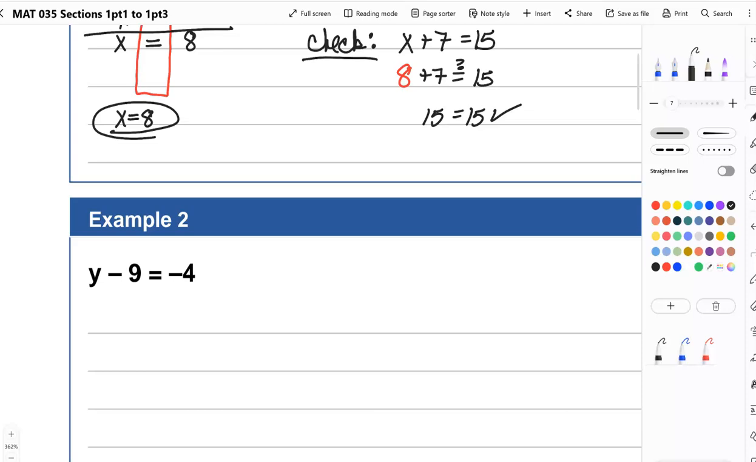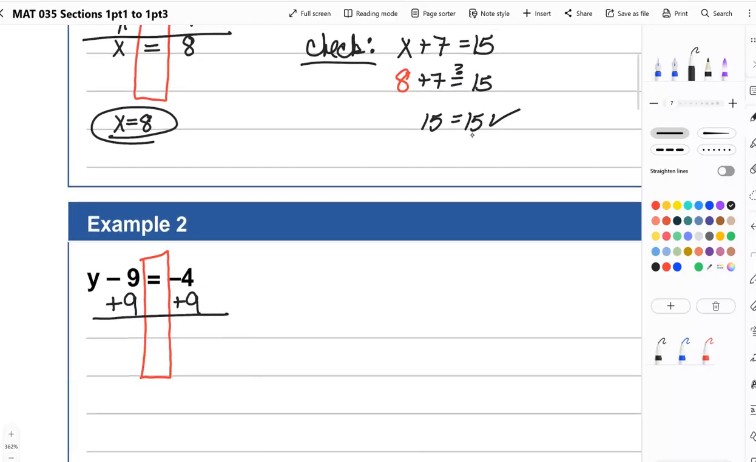The second equation is y minus 9 equals negative 4. So I'm going to draw my wall again. To cross the wall, I have to do opposites. The opposite of subtracting 9 is adding 9. If I do that to the left side of the wall, I have to do it to the right side of the wall. So remember, math is always fair. Got to do the same thing to both sides of the wall.